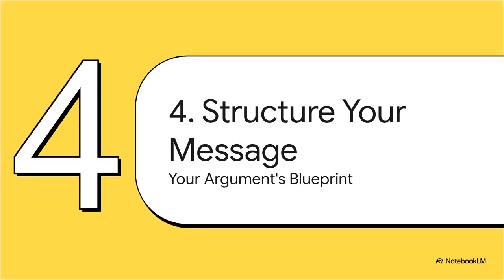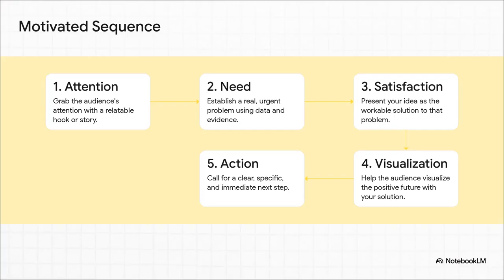Okay, so our toolkit is looking pretty full, right? We've got triggers, we've got ethos, we've got logos. But you can't just dump a pile of tools on the ground and expect a house to appear. You need a blueprint. You need to know how to put it all together in the right order. And this right here, Monroe's motivated sequence, is one of the best blueprints ever made. It works because it follows how our brains naturally make decisions.